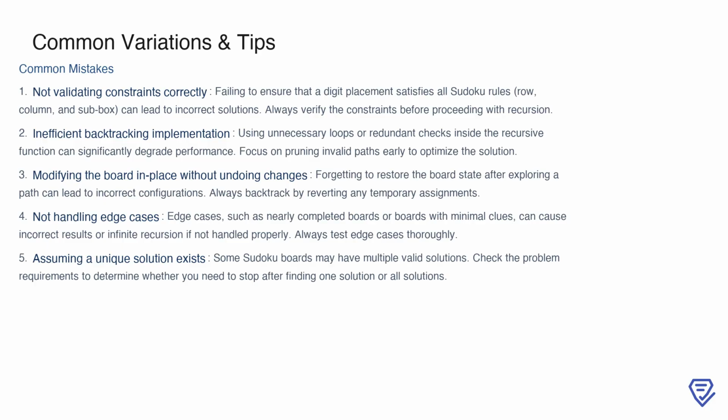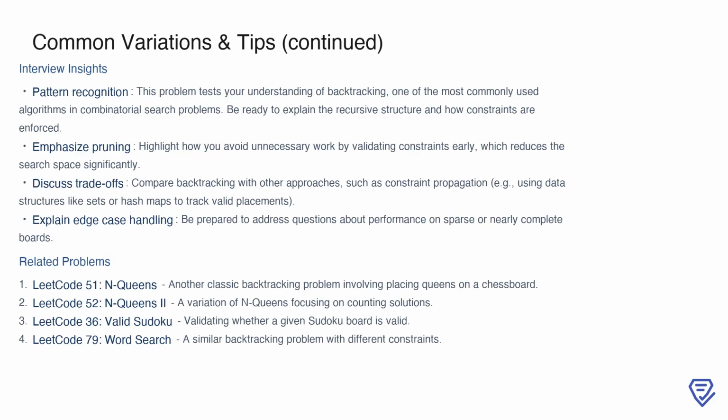Always aim to prune invalid paths as early as possible to maintain performance. Another frequent mistake is failing to revert the board state during backtracking. If you modify the board in place and don't undo changes, it can lead to incorrect configurations. Edge cases are another critical area. Boards that are nearly solved or have very few clues can behave unpredictably if not handled properly, potentially causing infinite recursion or incorrect results. Finally, be aware that not all Sudoku boards have a unique solution. Depending on the problem requirements, you might need to find just one solution or all possible solutions, so clarify this before you begin coding.